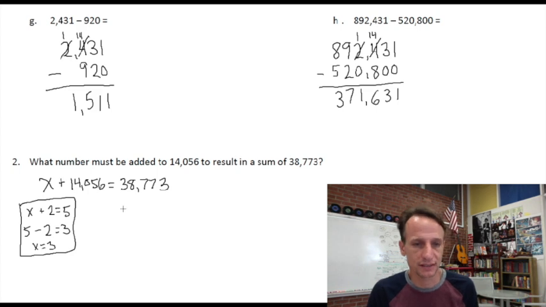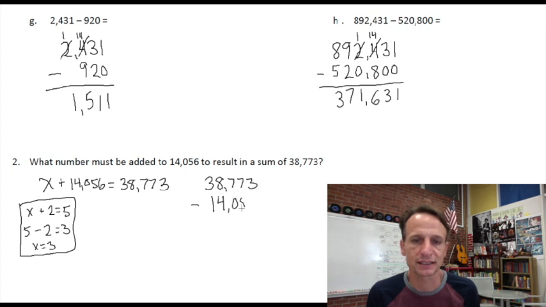Okay, so if we take the sum here, even though the numbers are bigger, it makes no difference. It's the same logic. We take the sum here, 38,773, and subtract the known addend, which is 14,056. We will get the unknown addend.